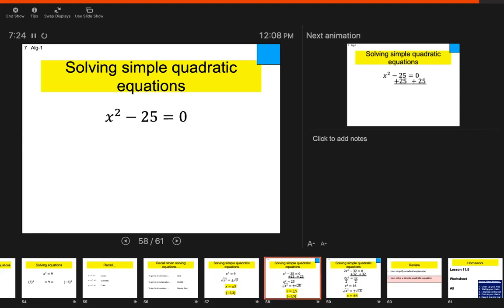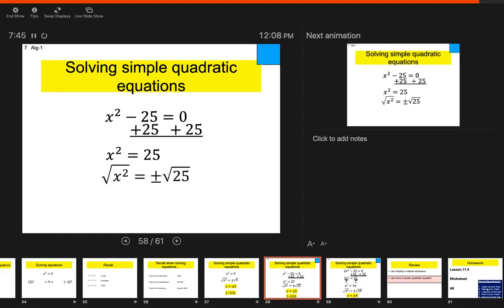All right, so let's solve this equation. The first thing we need to get rid of is that 25. To get rid of a minus 25, we add 25 to both sides, and we get x squared equals 25. Now we've got to be careful. It's a quadratic. That means it's to the second power. When we take the square root of both sides, the side that has the number, you see the 25?